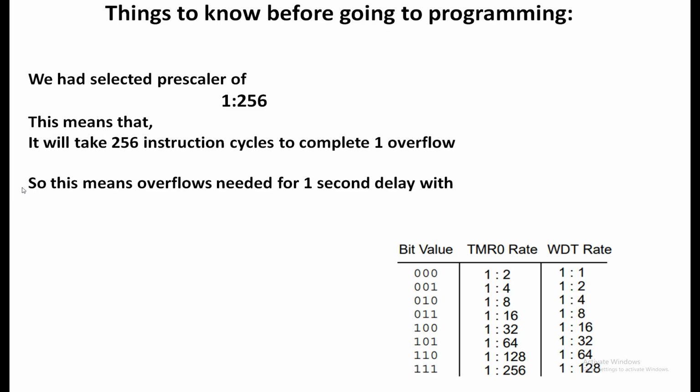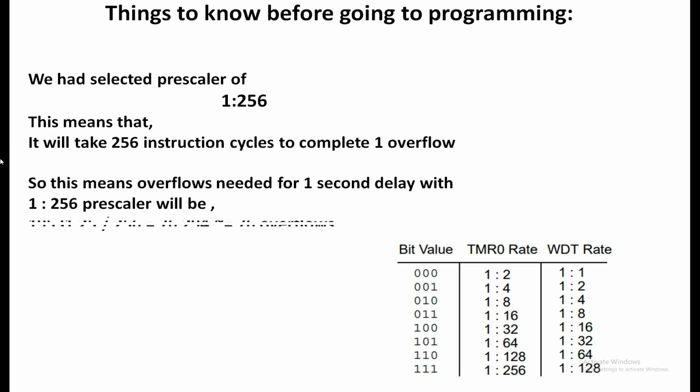So this means the overflows needed for a 1 second delay with a 1:256 prescaler will become 19531.25 divided by 256, which is 76. So all we need are now 76 overflows if we select a prescaler of 256. If you select a prescaler of 8, then simply divide by 8 over here. If you select a prescaler of 2, then divide by 2. Higher the prescaler, lower the overflows will become. So that's how this is gonna work. So we will do the programming on MikroC, and I will make a standard equation for it for you. That will be easy to use.